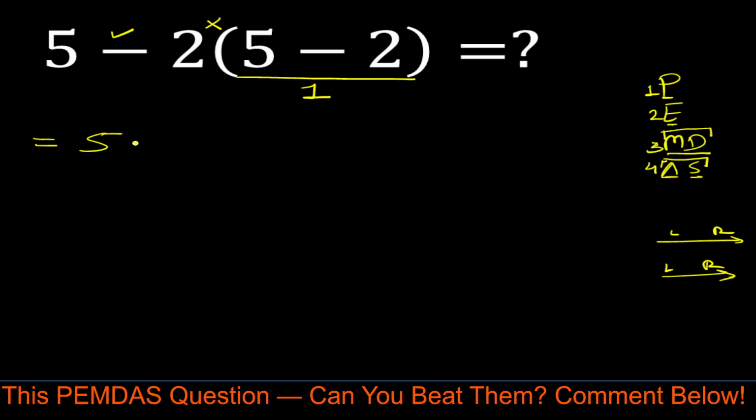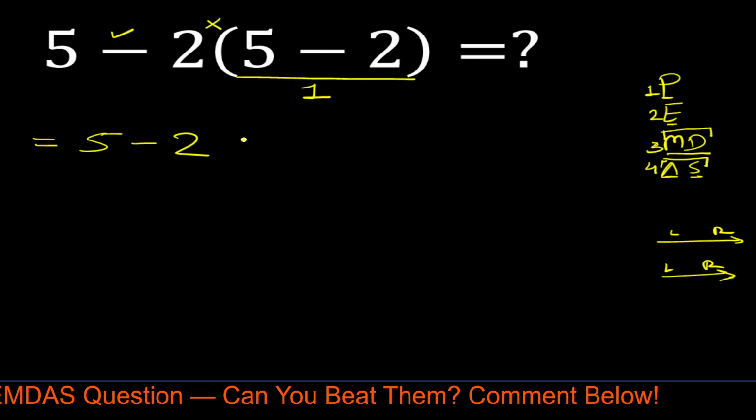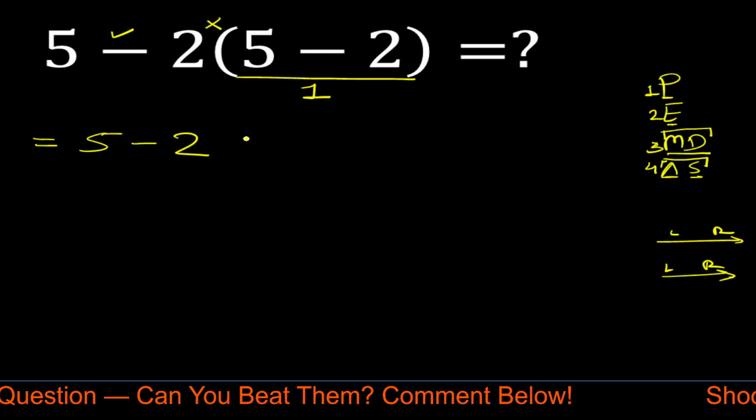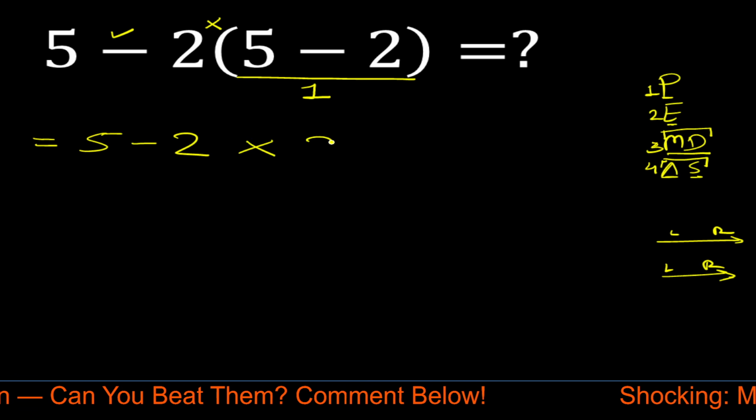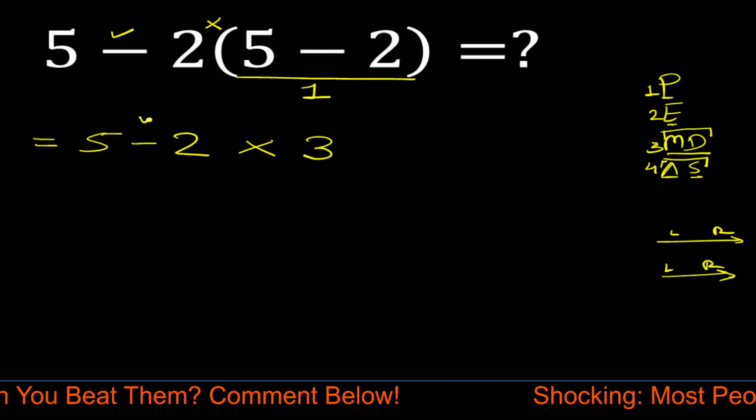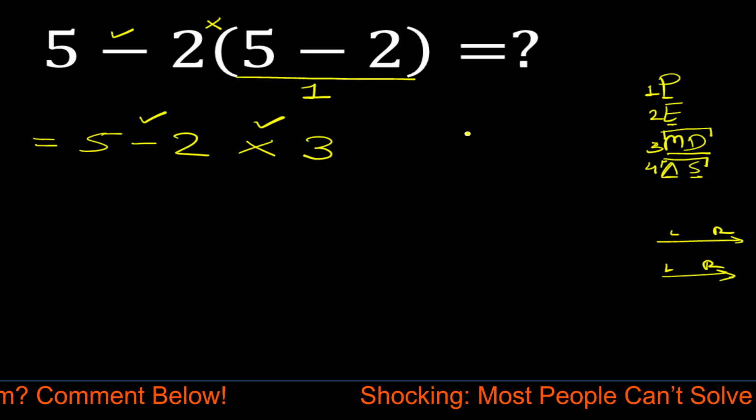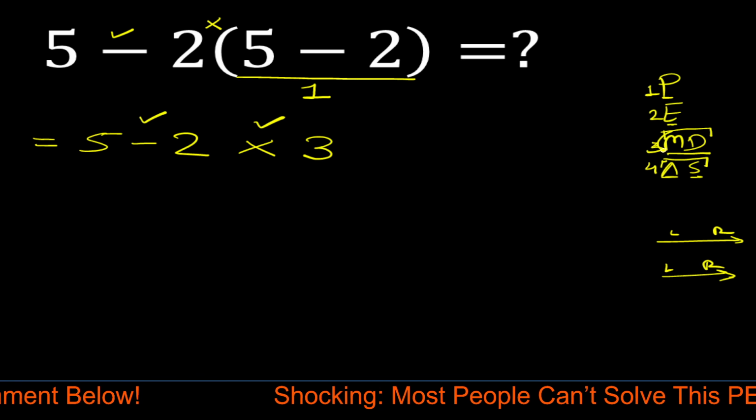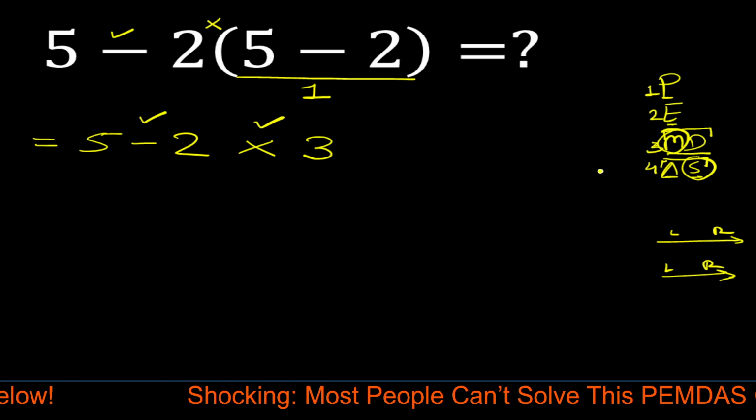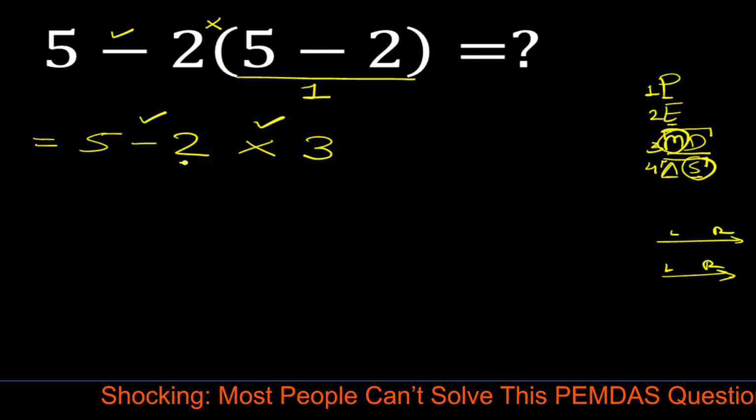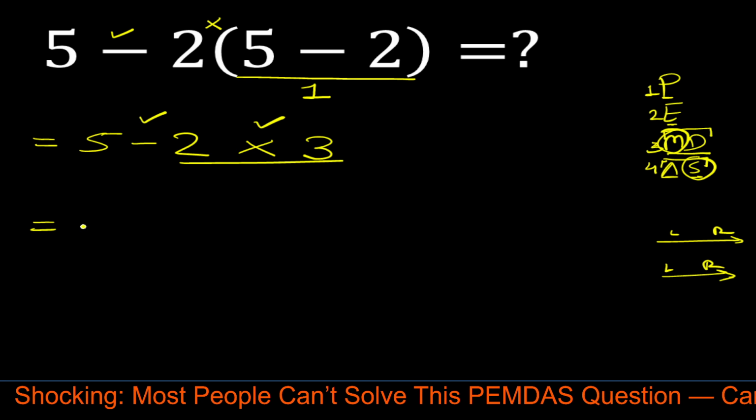So now 5 minus 2. Now solve this parenthesis. 5 minus 2 is equal to 3. So multiply 3, right? Now here we have one subtraction and here we have one multiplication. So according to PEMDAS rule, first we have to solve multiplication, then we have to solve subtraction, right? So first we have to solve this multiplication.